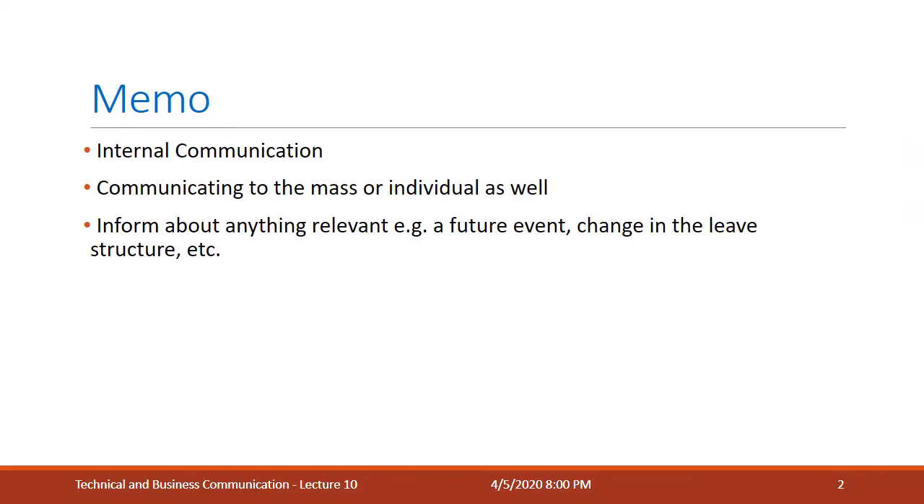So, what basically is a memo? A memo is some kind of internal communication within an organization, a company, a university, whatever it is. In a memo, you're communicating to the masses or to an individual, whatever your need is. It is a formal document, and a memo is basically used to inform about anything: a future event, a change in leave structure, performance, some new hiring, or anything like that. This is the basic purpose of a memo.